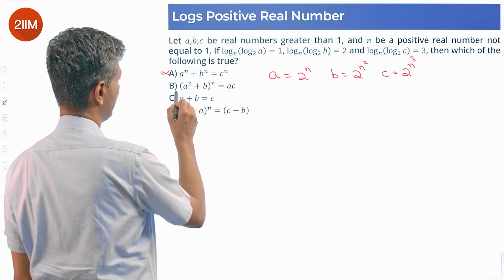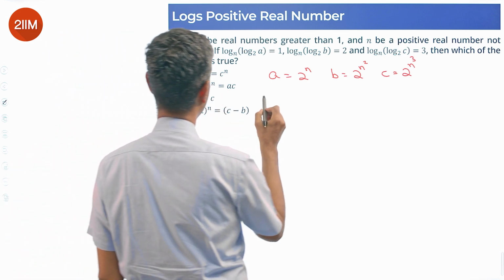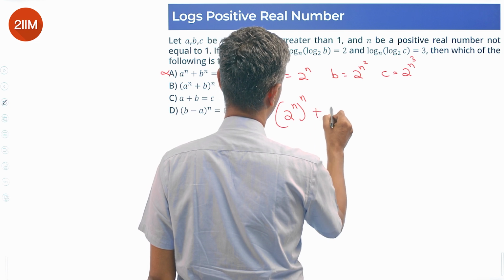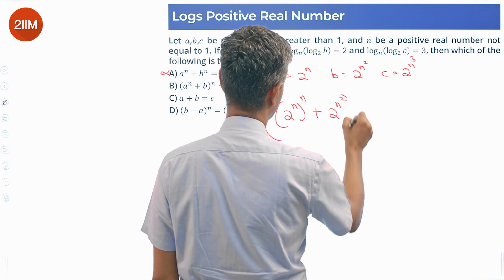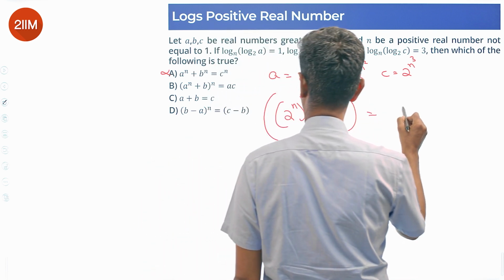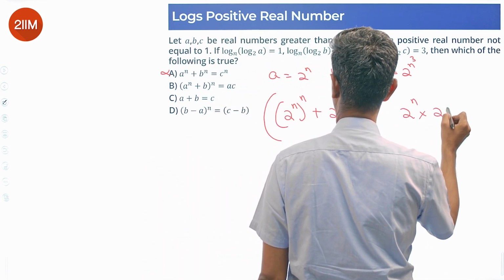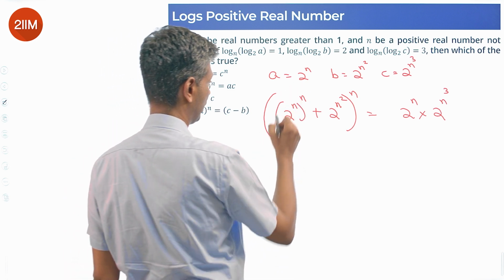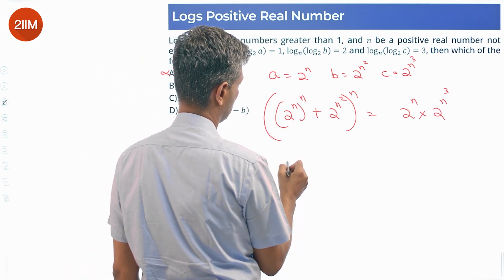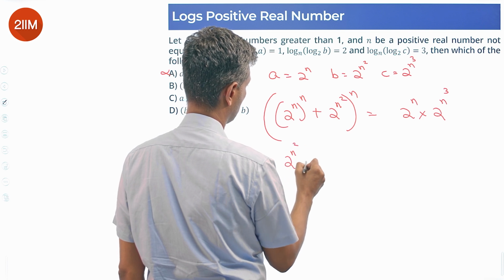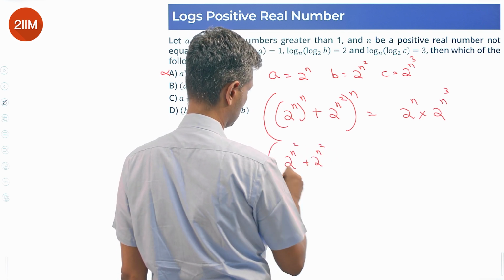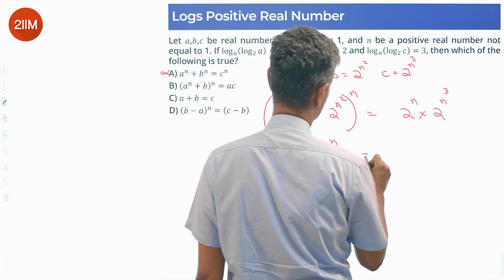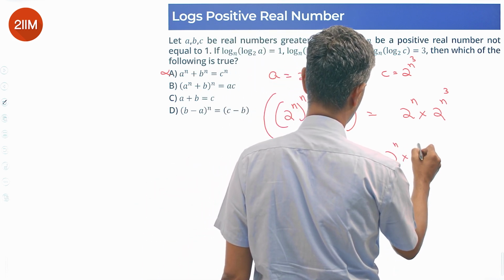a power n plus b whole power n is a c. Let's check this out. a power n is 2 power n whole power n, plus 2 power n square whole power n, is 2 power n into 2 power n cube. Maybe this can work. Let's check this out. This is 2 power n square. 2 power n square plus 2 power n cube.